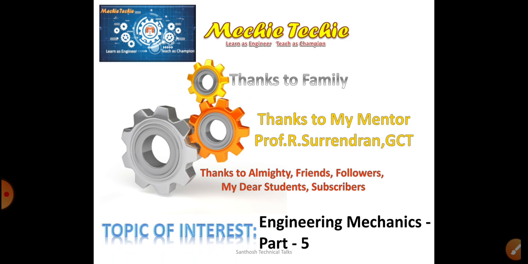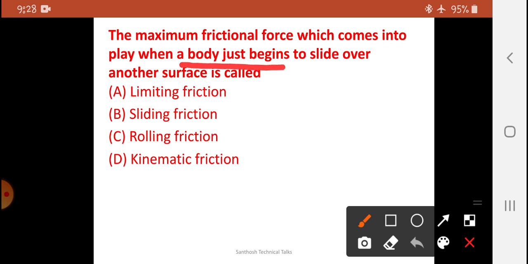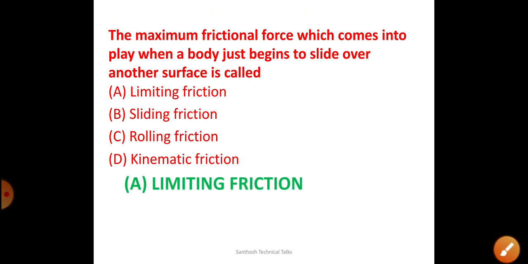Today we are going to start with the question of the friction force, the maximum friction force which comes into play when a body just begins to slide over another surface. You have to remember this phrase, just begins to slide over. So that means it is called limiting friction. When it is stationary, it is called static friction. When it is moving, friction at a moving object is called kinetic or dynamic friction. Since this is just begin to slide over, it is called limiting friction. So please understand the three types of frictions.